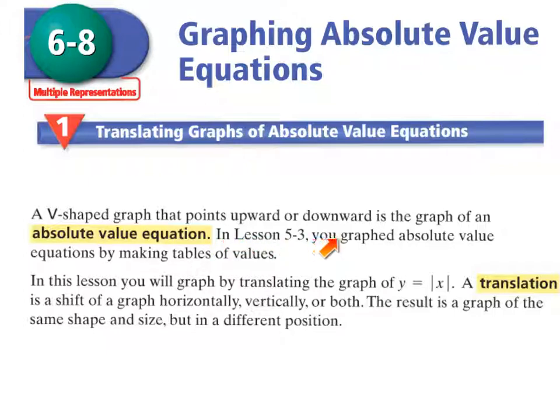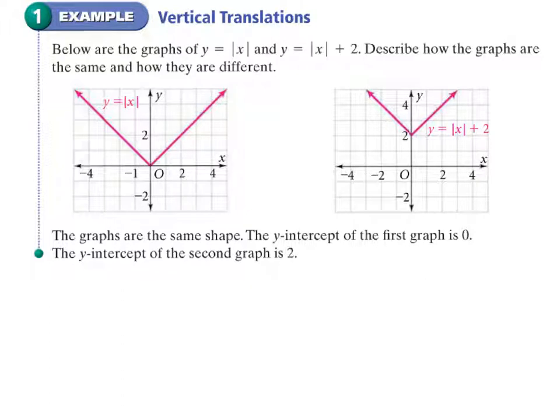In lesson 5.3, you graphed absolute value equations by making tables of values. In this lesson, you are going to graph by translating the graph of y equals the absolute value of x. Now remember, this is your parent function. A translation is a shift of a graph horizontally, vertically, or both. The result is a graph of the same shape and size, but in a different position. So example number 1. These are vertical translations.